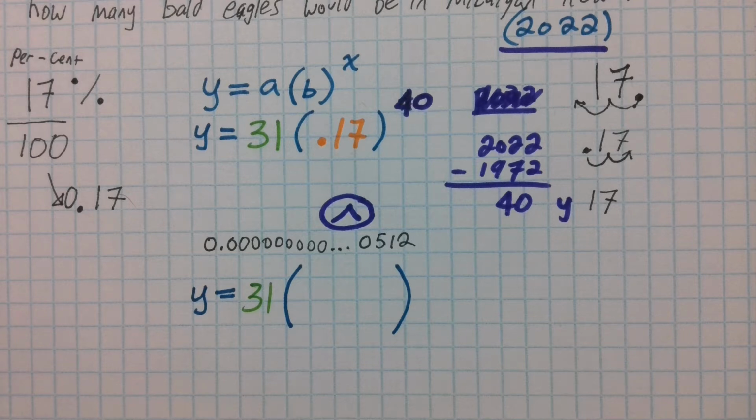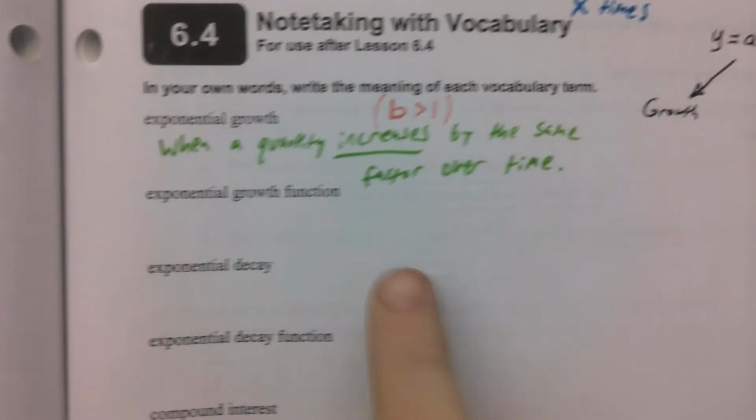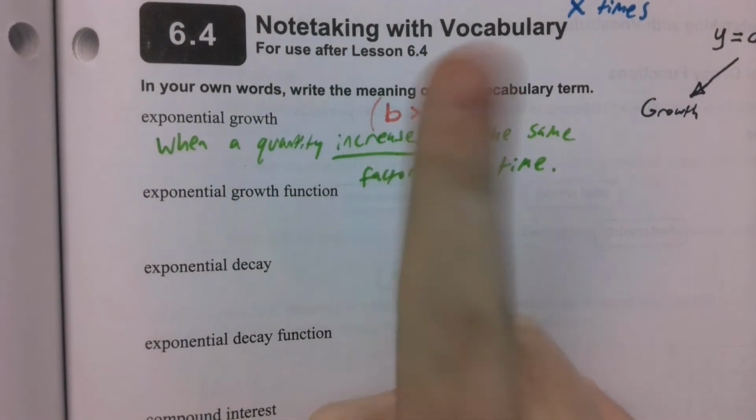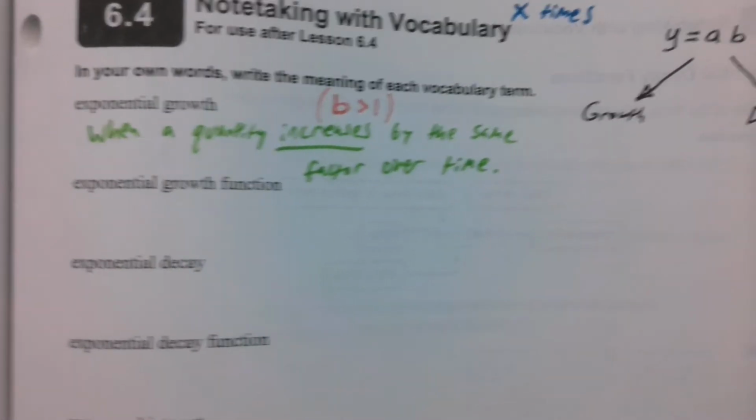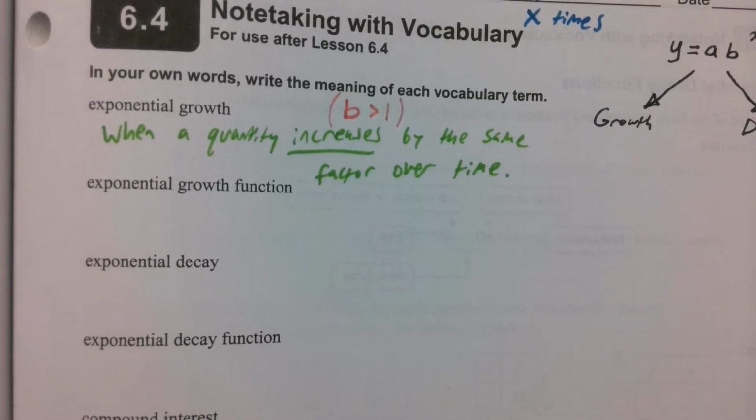If you look back at your notes, we mentioned a couple of times our B value has to be bigger than 1 in order to grow. It just has to be. Otherwise, we are not growing. So what can we do?